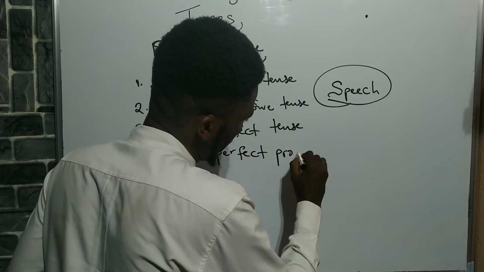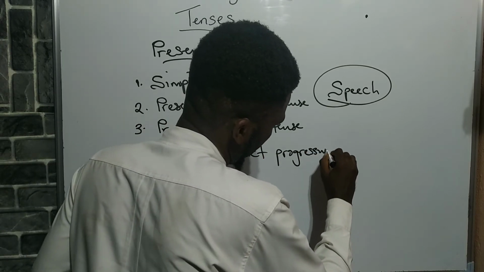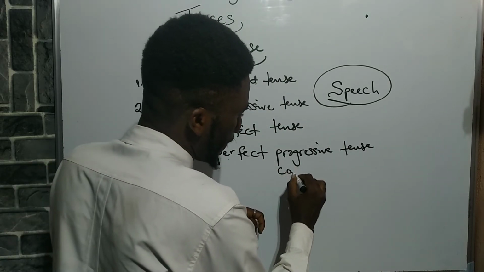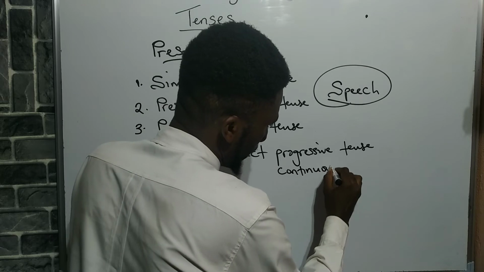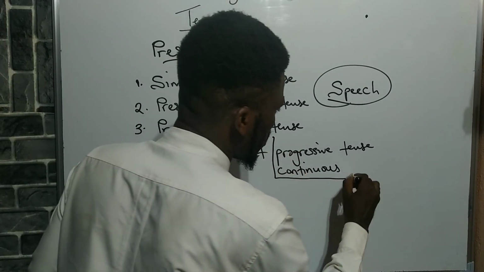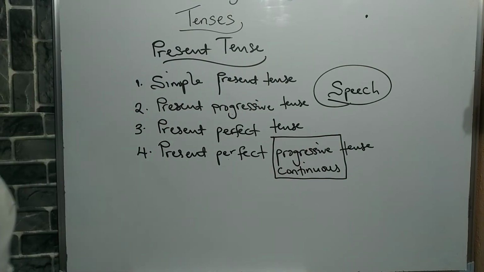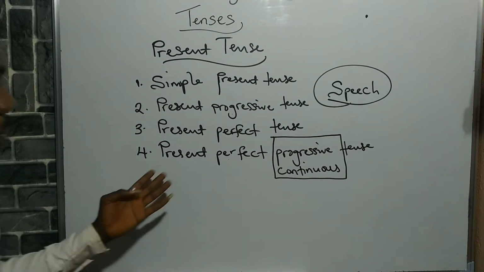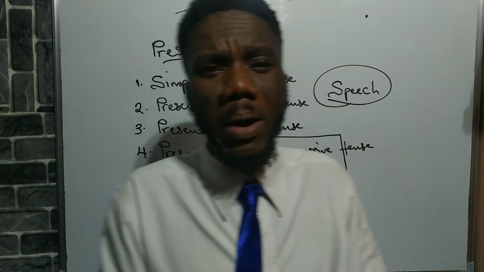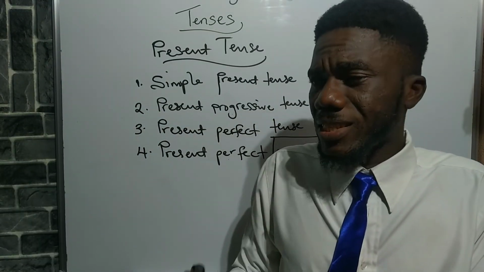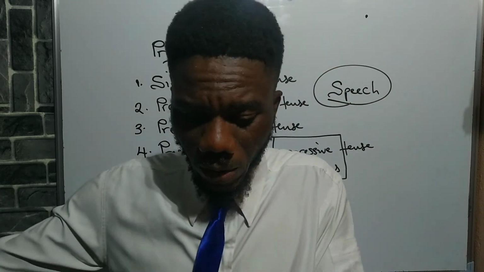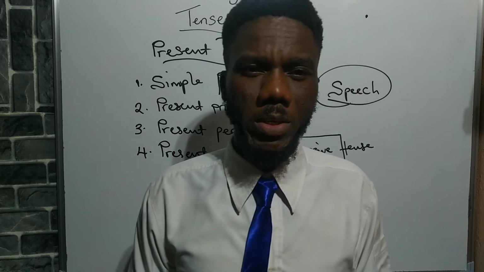perfect progressive tense. You may choose to call it present perfect continuous tense. Whichever one of these that you want to use, you are still talking about the same thing. Now, what is this present perfect progressive tense? Now, when you come here, you are talking about an action that started from some time in the past but has not stopped. It is still happening into this moment that we are speaking.